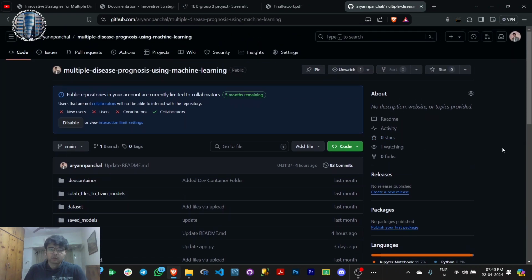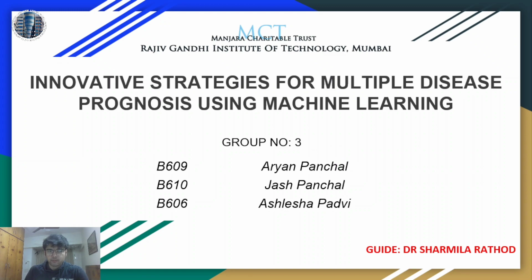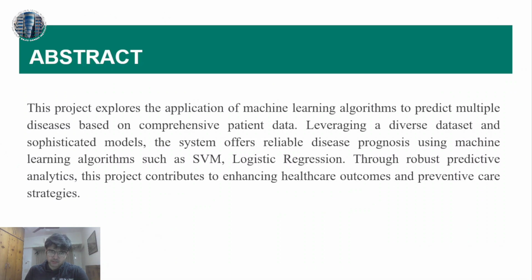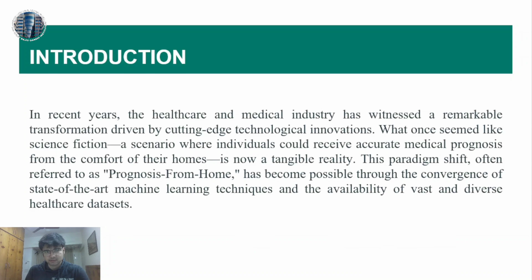So this is the entire GitHub repository. It's public. Anyone in the world can access or maybe contribute to this repository and make the system even more robust. We have also prepared a PowerPoint presentation on our project. So let's take a look at that. This project explores the application of machine learning algorithms to predict multiple diseases based on comprehensive patient data. Leveraging a diverse data set and sophisticated models, the system offers reliable disease prognosis using machine learning algorithms such as SVM and logistic regression. Through robust predictive analytics, this project contributes to enhancing healthcare outcomes and preventive care strategies.